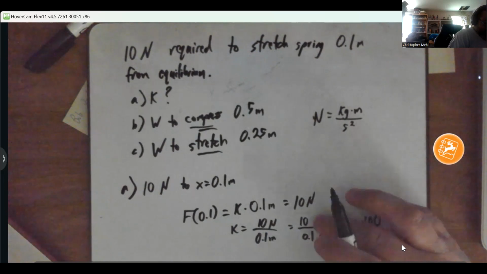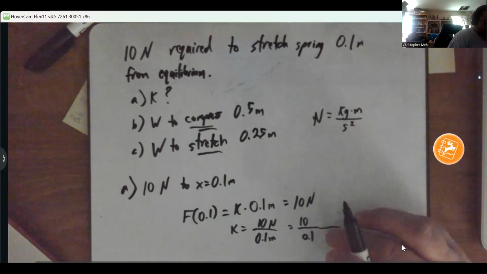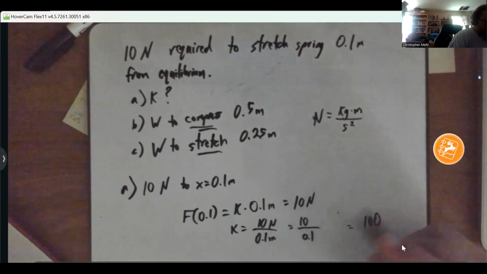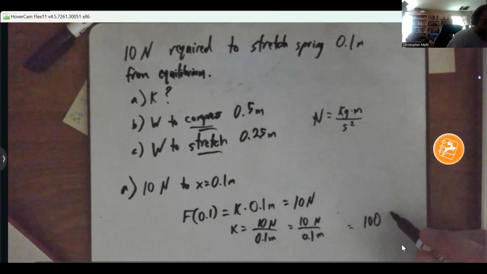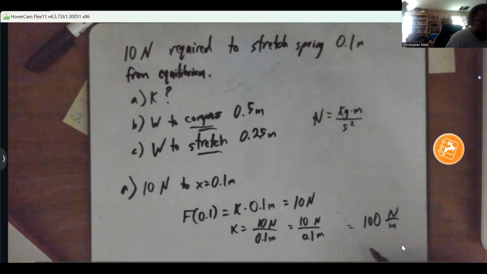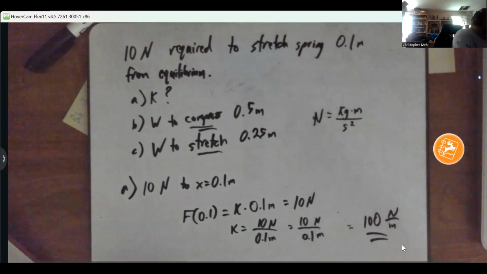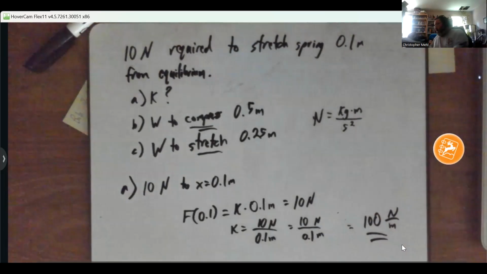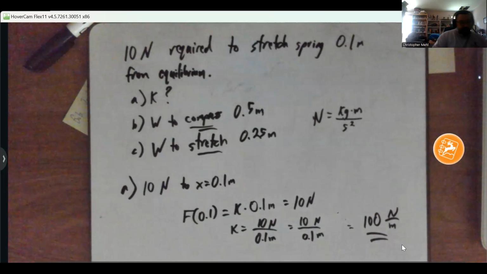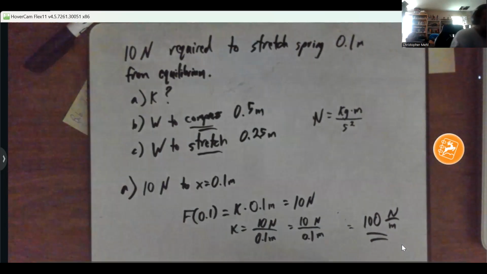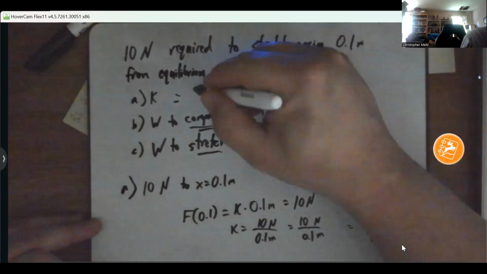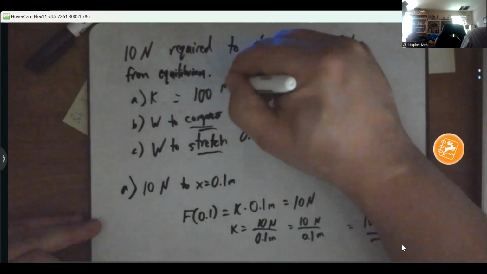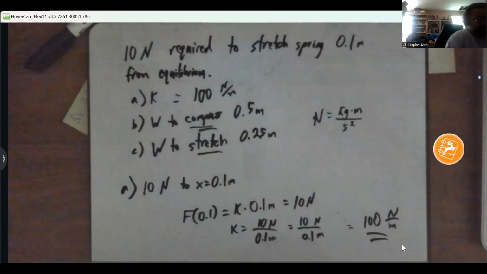And actually, we'll go ahead and clean this up, just because the example we're doing is a little cleaner, so it's newtons per meter. And so we're not going to reduce the units here. So k is 100 newtons per meter. And so now for anything else I want to do, I can use this value of k. So k is 100 newtons per meter. We just solved this.